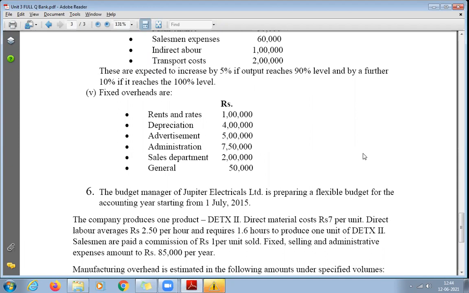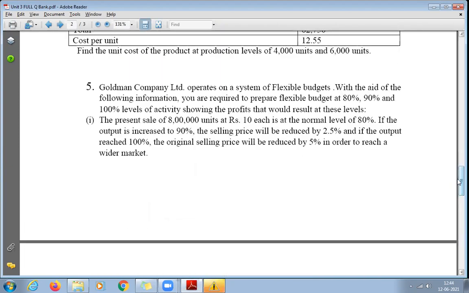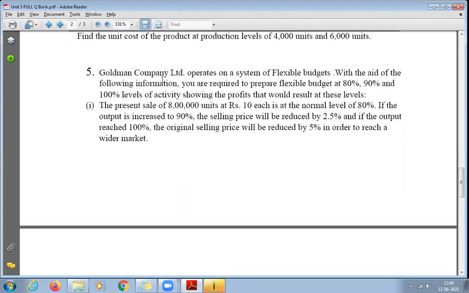Thank you very much, Tija, for reading the question. It's a very easy question. Only thing, it is a little lengthy one. Not a problem. It is the same concept, whatever we have done till now. Same thing, only he has given it to us in a lengthy way. So this Goldman company is operating on, again, a flexible budget, and we are asked to prepare it.